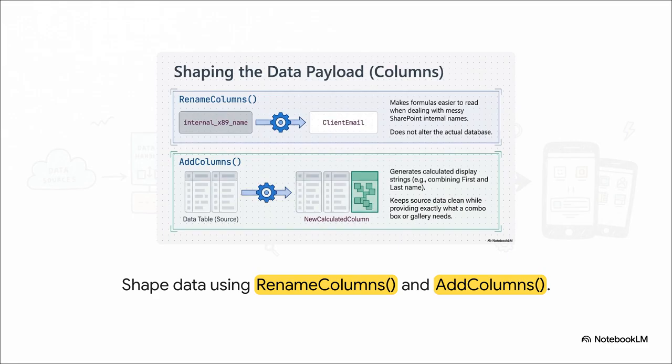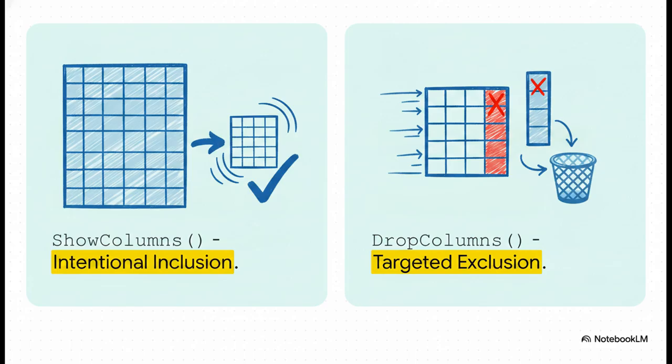Then we have AddColumns. This one is fantastic for creating derived fields, like, say, combining a first name and a last name into a single calculated display string. It provides exactly what your combo box or gallery needs, all while keeping your source data completely clean and untouched.